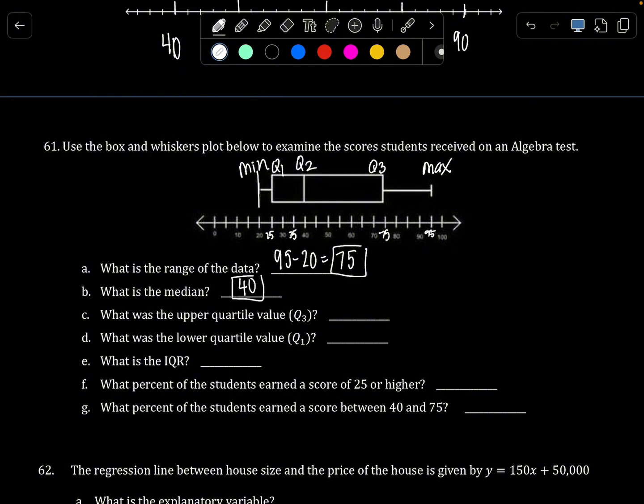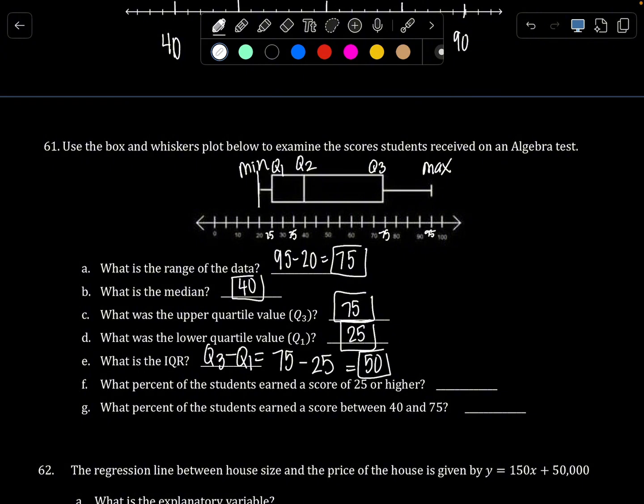Quartile 3 is at 75. Quartile 1 is at 25. Interquartile range is Q3 minus Q1, which is Q3 is 75 minus 25, which is equal to 50.